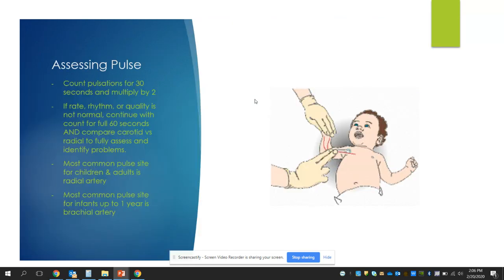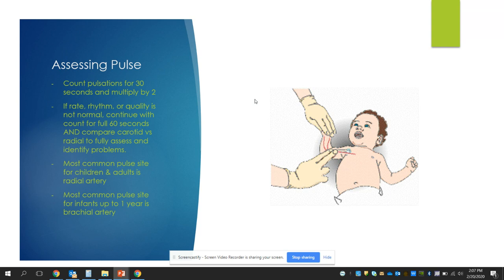Other things to consider when you're counting the pulse: if you don't have time to stop and count it for a full 1 minute, you can count it for 30 seconds and then multiply it by 2. You don't want to get down into counting it for 15 and multiplying by 4 or anything like that. So usually 30 is a good rule of thumb. If there's an issue with the rate, the rhythm, or the quality, then we would go ahead and check for the full 60 seconds and compare the carotid and the radial site just to help identify any potential problems that are there.